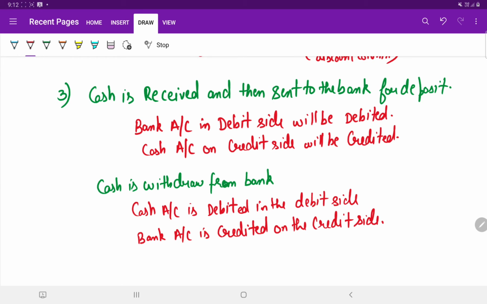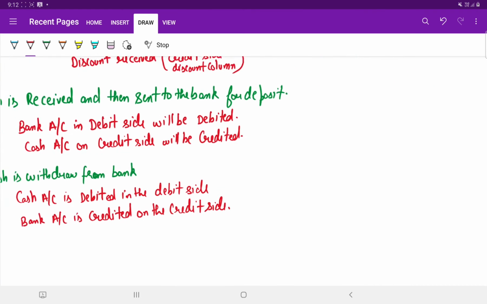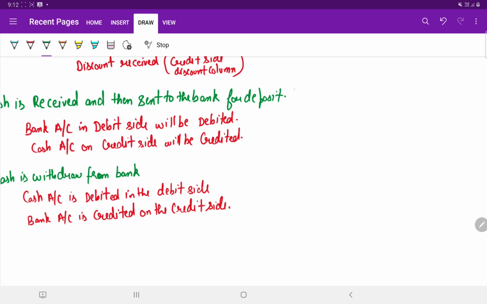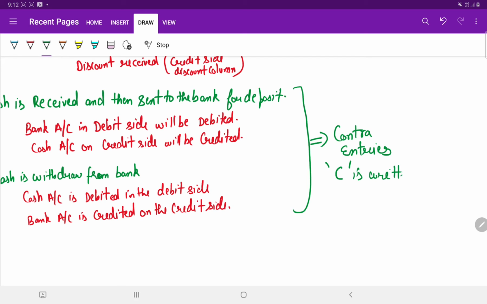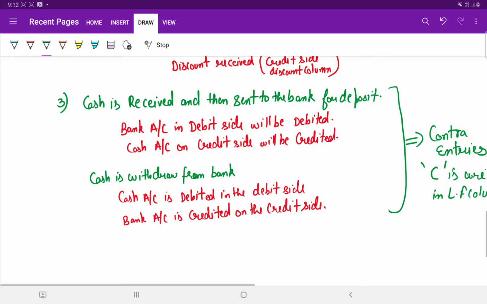Such entries are known as contra entries and a letter C is recorded in the ledger folio column. So these type of entries here are referred to as contra entries and the letter C is written in the ledger folio column, in the LF column, for such entries. Now these are the contra entries here. So this was the case for the cash.